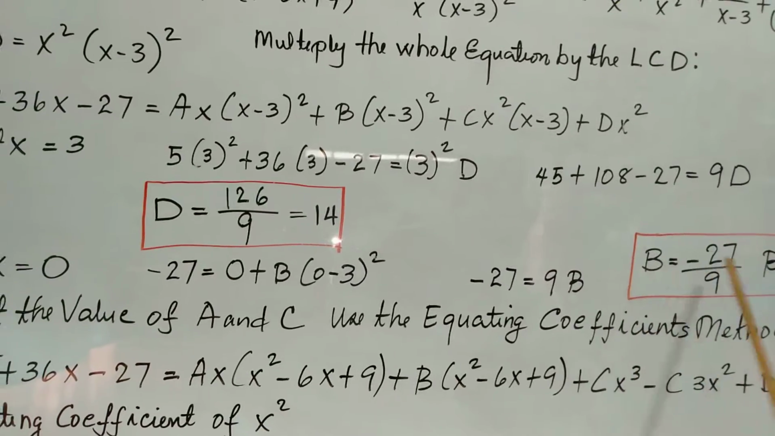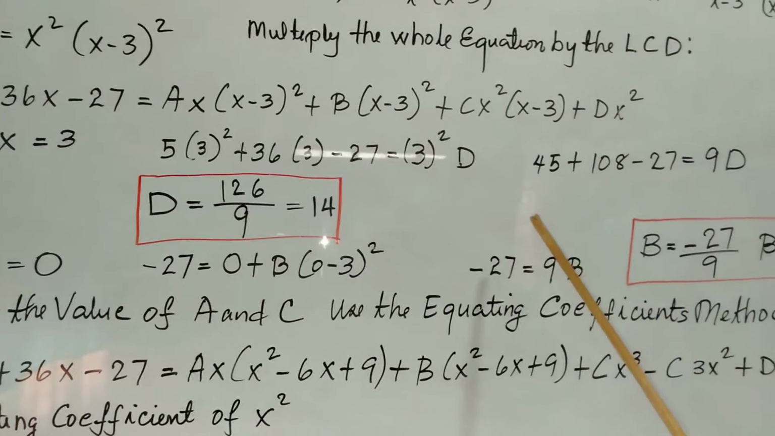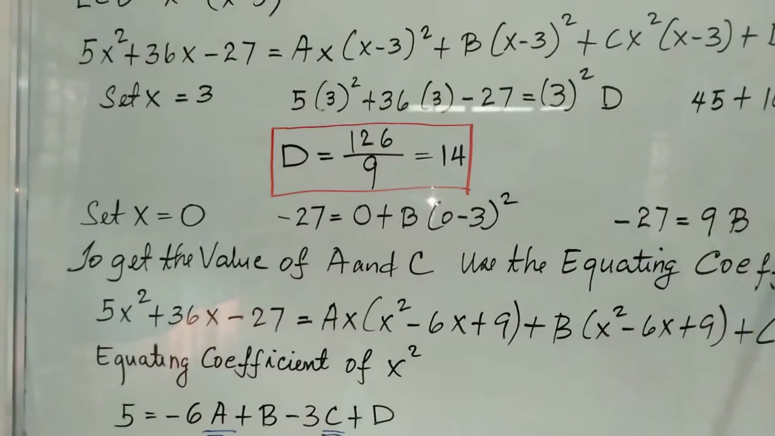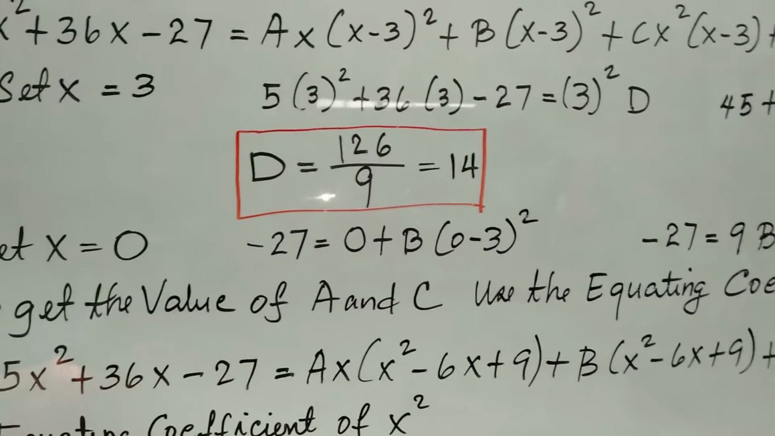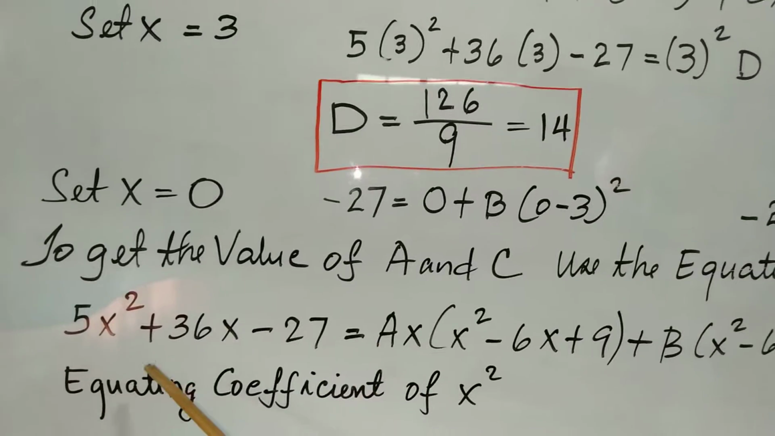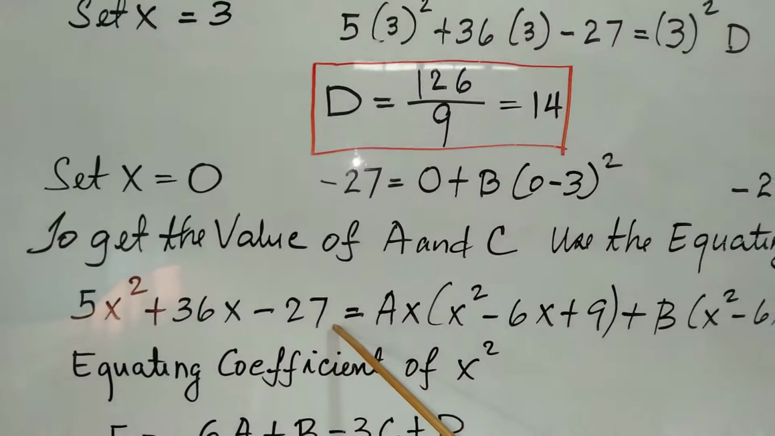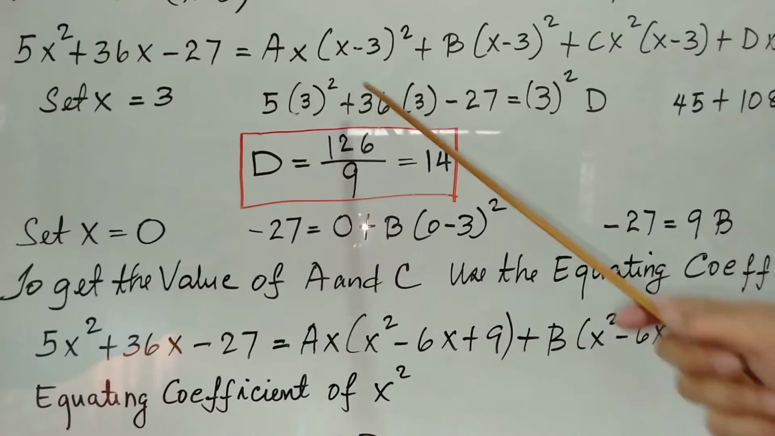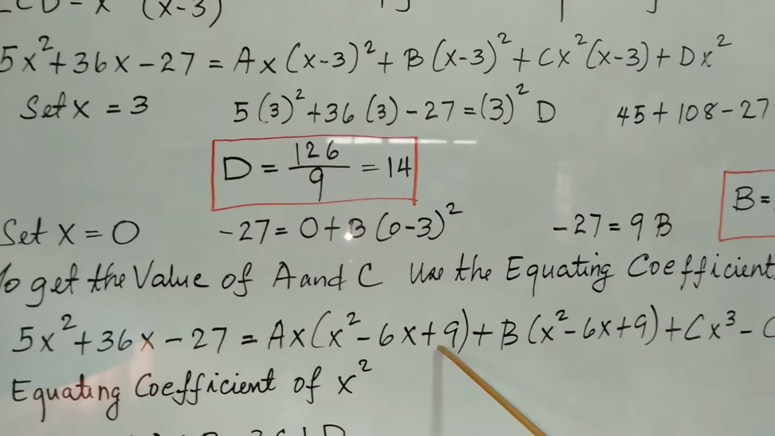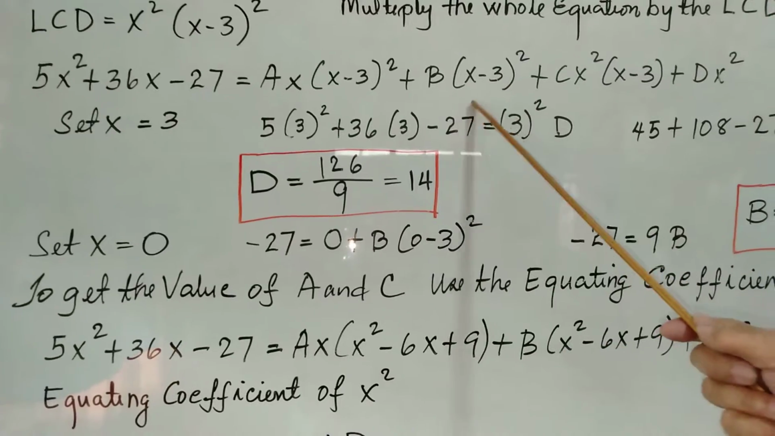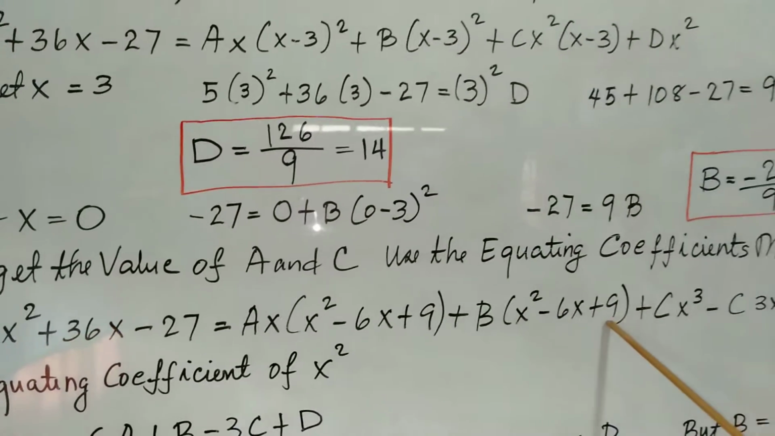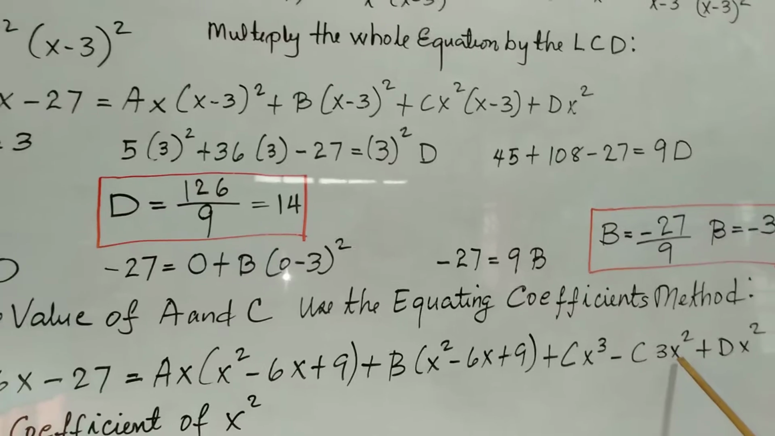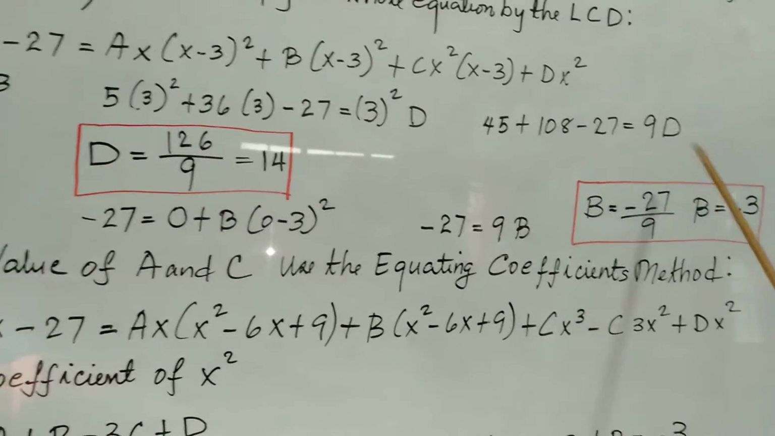It will be very hard for us to get the values of A and C, so to do that, we use the equating coefficients method. We expand: 5x squared plus 36x minus 27 is equal to Ax times x squared minus 6x plus 9, plus B times x squared minus 6x plus 9, plus Cx cubed minus C times 3x squared plus Dx squared.